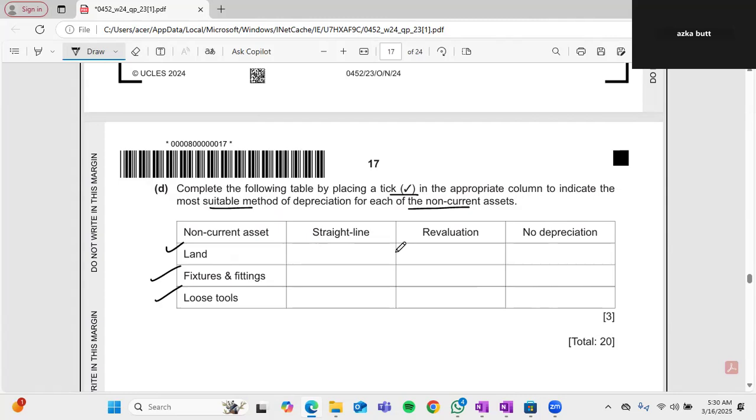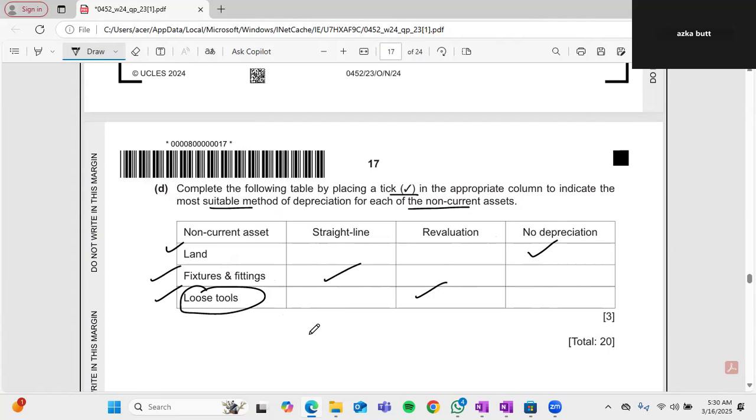So on land, of course, we will not charge depreciation. For fixture and fittings, the most appropriate is straight line. And on the loose tools, we'll be using the revaluation because these are loose tools. So that's why we will just basically forecast its depreciation in each year.